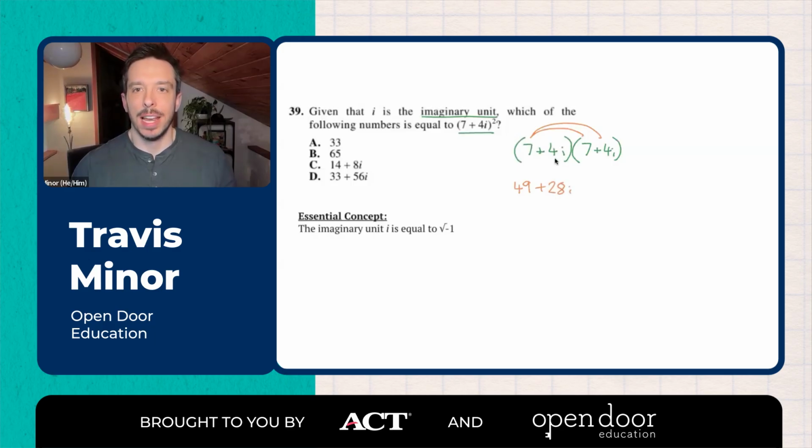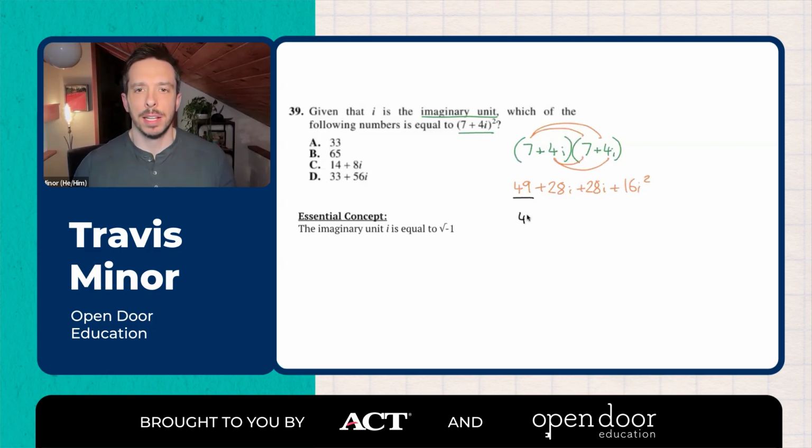28i. Next, we'll do our inside numbers, 4i times 7. Again, that gives us 28i. And then we multiply our last two terms together, 4i times 4i, which is going to give us 16i squared.